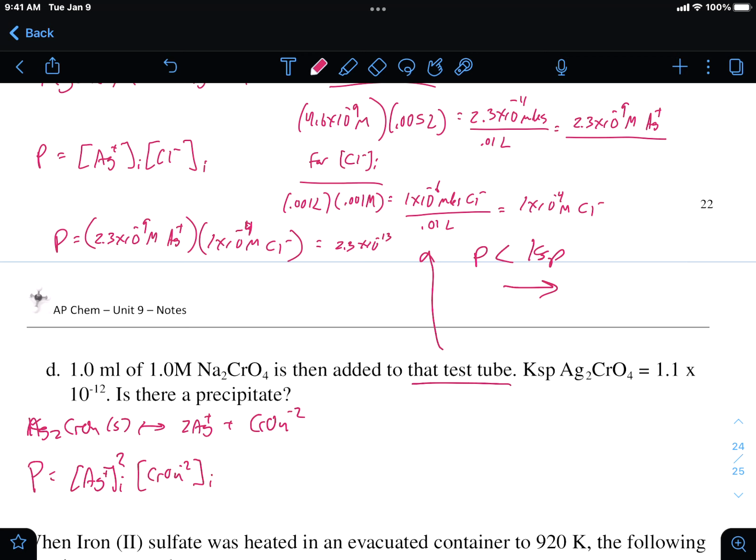Okay, so we need the concentrations of silver and chromate now. So, do we know the concentration of silver from part C? Yeah, we do. So we need to realize that we are now adding 1 more milliliter of volume, so we need to recalculate what that molarity of silver is.